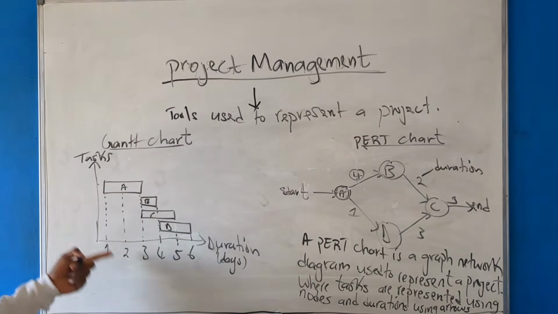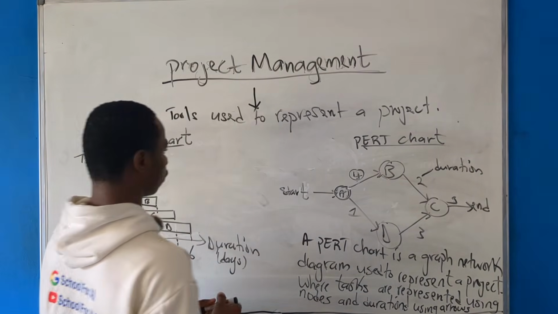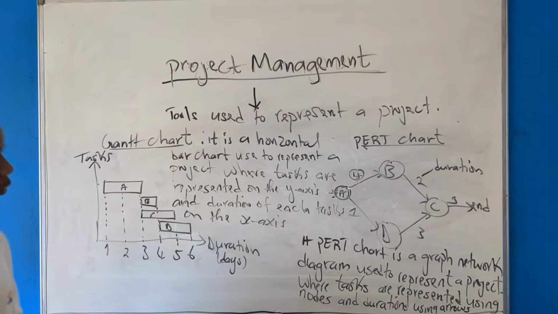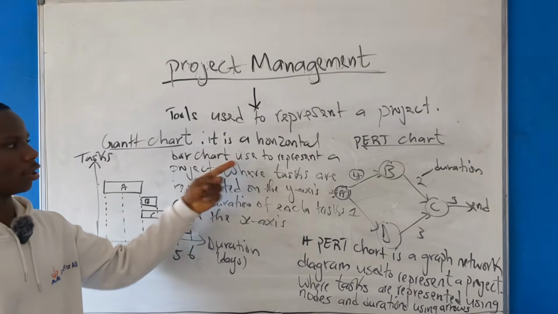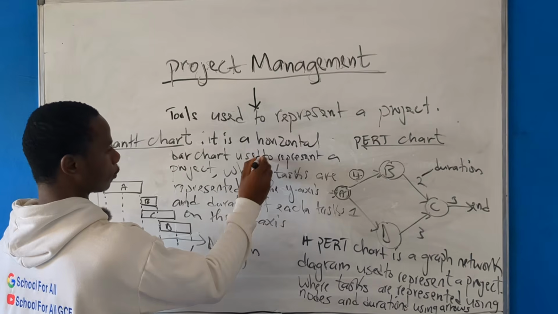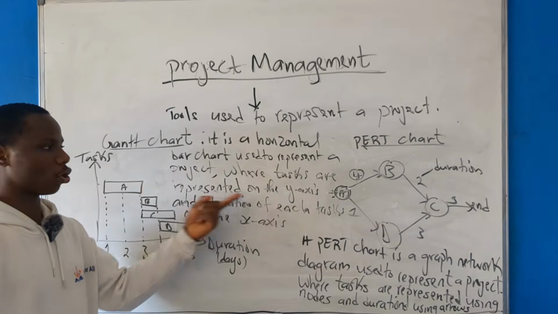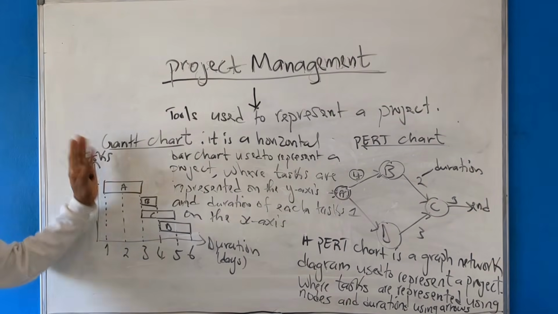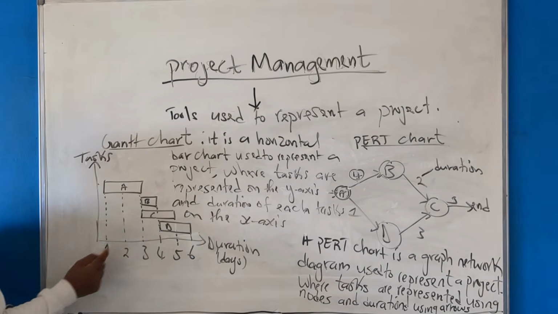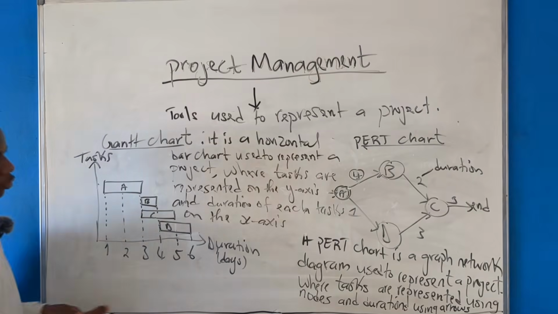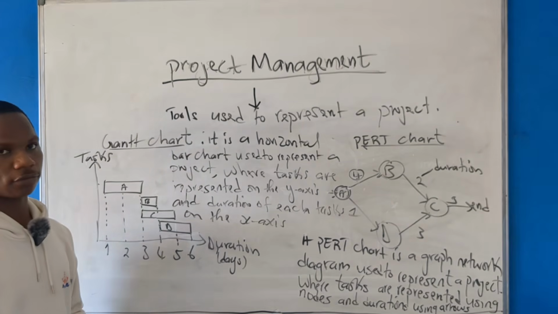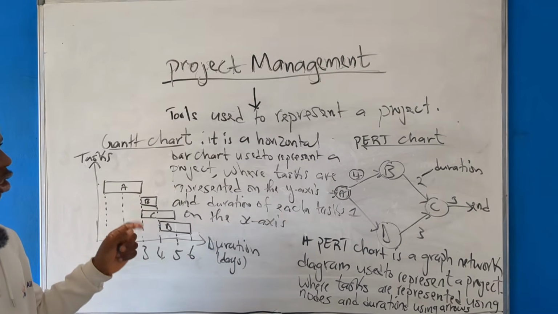Now let us move to the Gantt chart. So let me just write it somewhere. Perfect. A Gantt chart is a horizontal bar chart used to represent a project where tasks are represented on the y-axis, or the vertical axis, and the duration of each task, because if you realize that this is a task here, from here to here represents the duration of that task, and so on and so forth. So the duration of each task is on the x-axis, or the horizontal axis. Good. So I think this is all for the definition of Gantt chart and PERT chart.